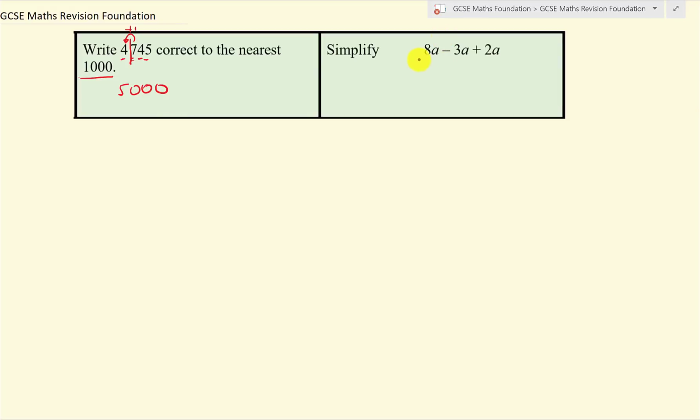Simplify. 8a take away 3a is 5a, and we add 2a to it, and 5a add 2a is 7a.